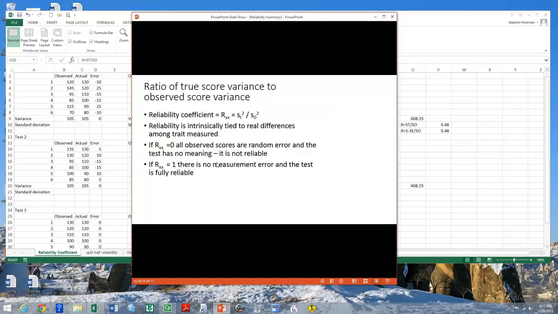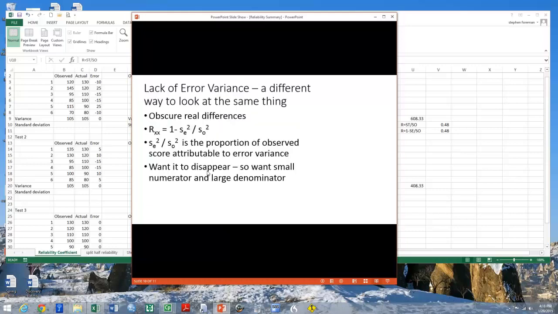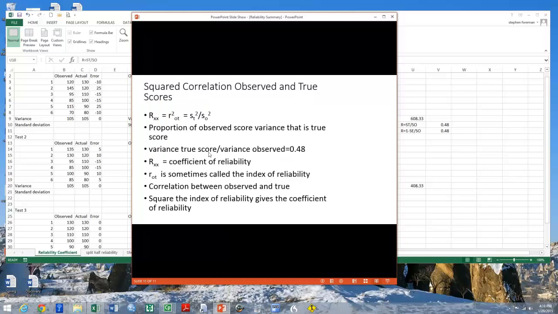Okay, it's really that simple in terms of concepts. Basically, if our reliability coefficient is 0, all the observed scores are random error, and our test has no meaning, it's not reliable. It's just a mathematical way of expressing it. If the coefficient of reliability goes to 1, there's no measurement error, and the test is fully reliable. And really, there's nothing more to it than that.